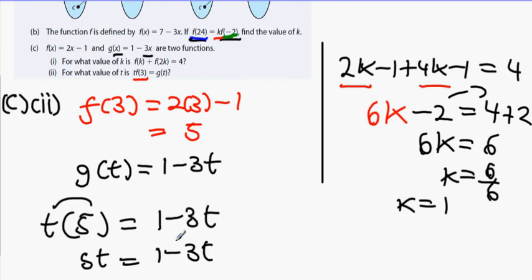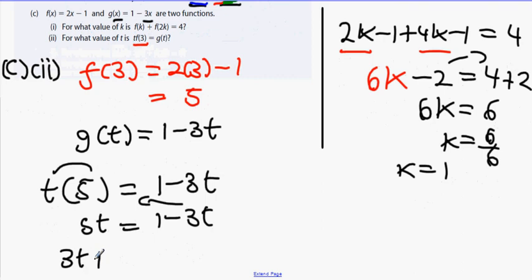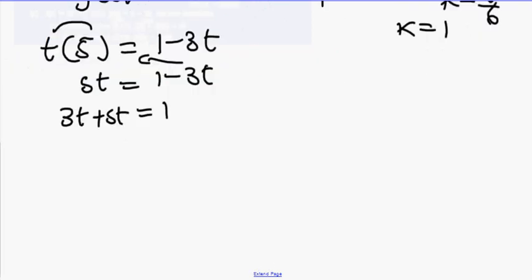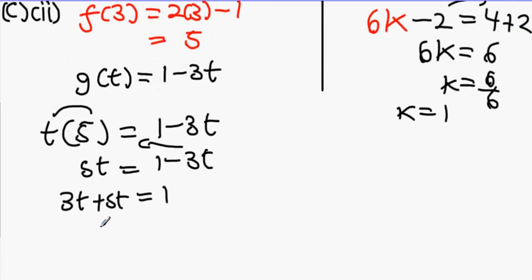Where does the 3t go? Other side. 3t plus 5t gets us how many t's? 8t. 8t equals 1. Bring down the 8. And what do we get? T equals 1/8. Right?